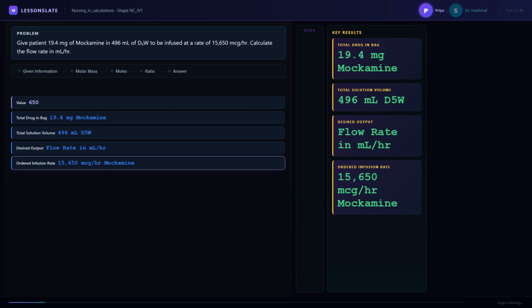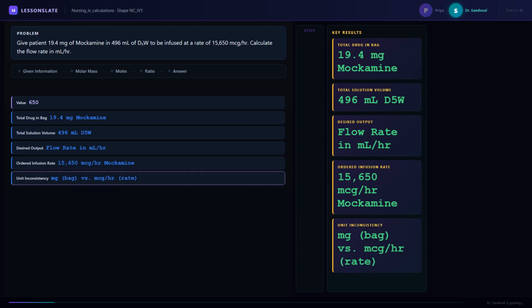Well, the Mockamine in the bag is measured in milligrams, but the infusion rate is given in micrograms per hour. So the units for the drug amount aren't consistent. I'm not sure which one I should convert, whether it's better to change the milligrams to micrograms or the other way around.